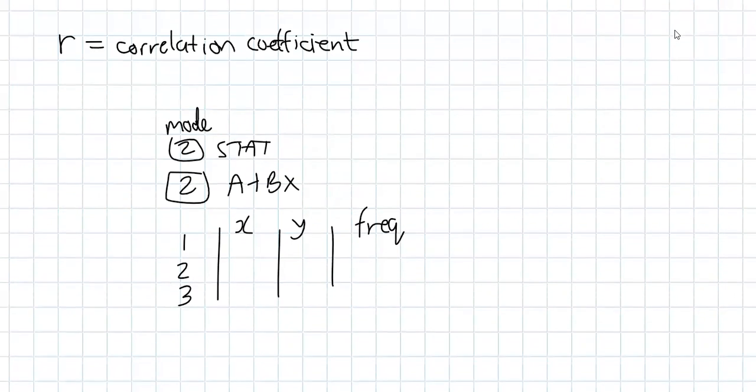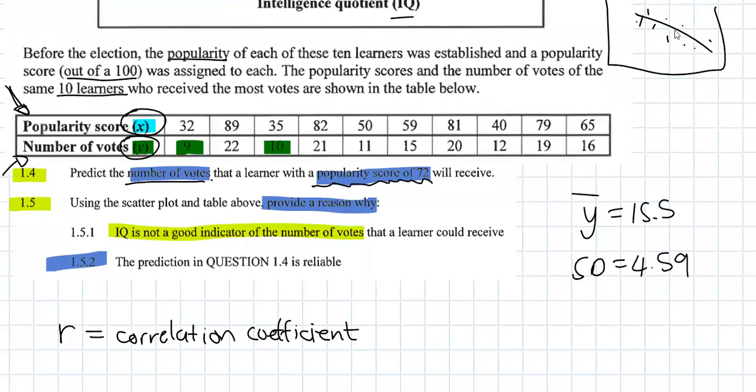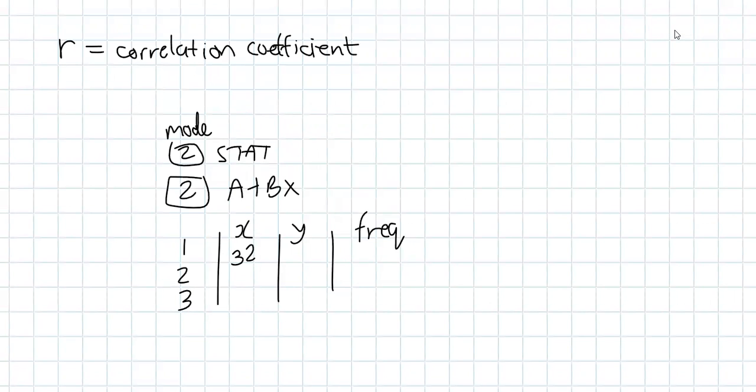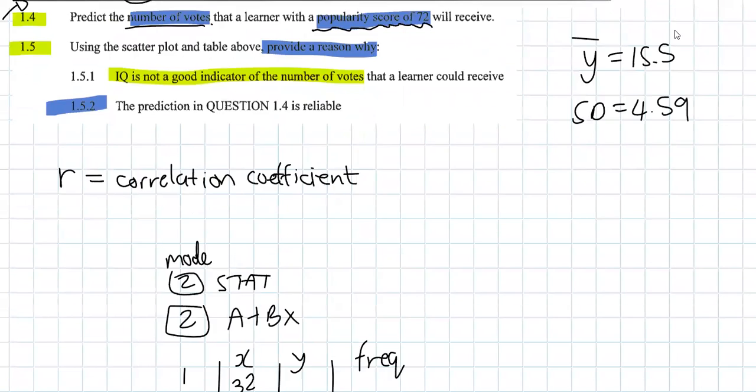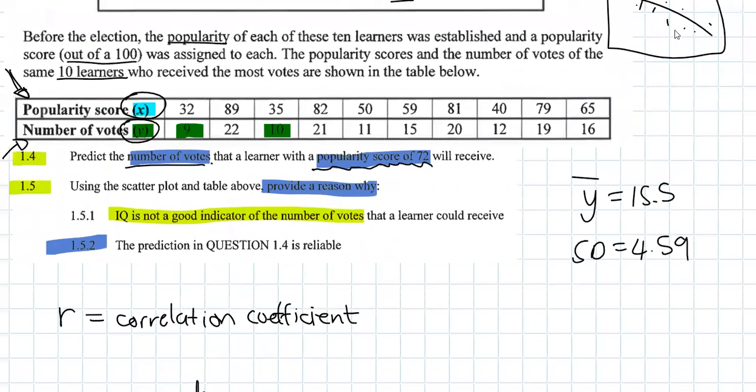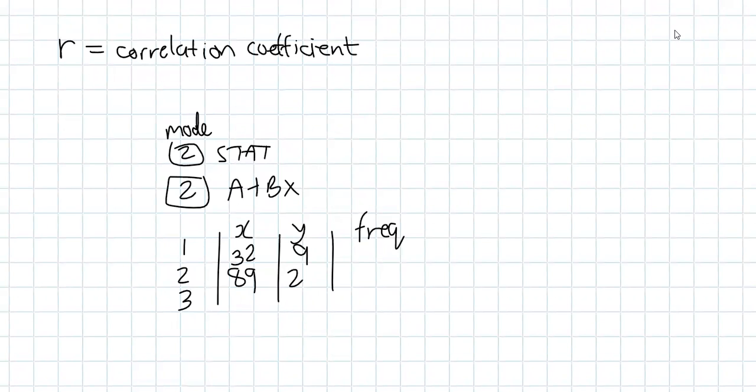So this is what it looks like. We put in all our X's here. It was 32, equals, 89, equals, and so on. And then we do the Y: 9, equals, 22, equals, and so on. So you've got everything. Then you press AC. Once you've pressed AC, you've stored your information.